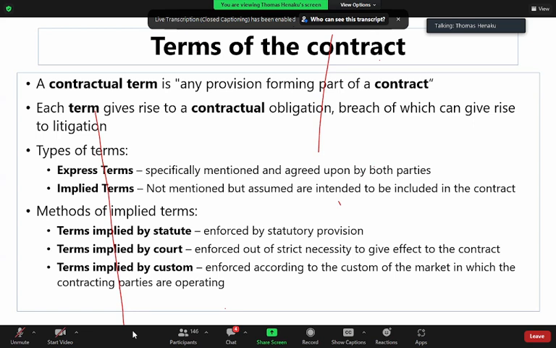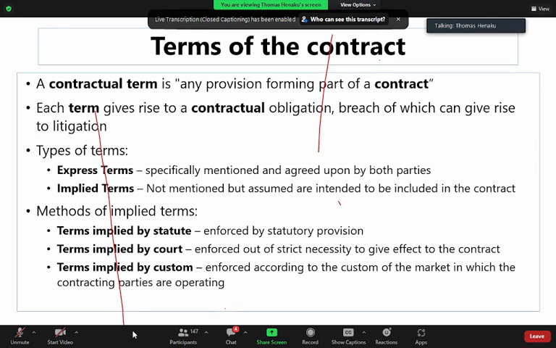And so I say that when we talk about express terms, they can be defined as the terms that have been specifically mentioned and agreed by both parties at the time of making that contract, and they can be either oral or in writing. So the terms which parties to a contract explicitly include in a contract are basically the ones we are talking about as the express terms.